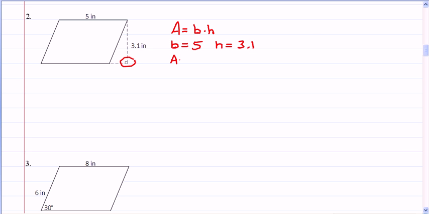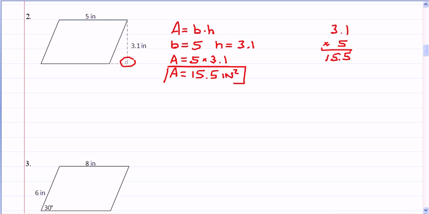So my area is 5 times 3.1. If I multiply that out on the side, I get an area of 15.5. The units are in inches, and area is always squared. So 15.5 inches squared, or square inches.